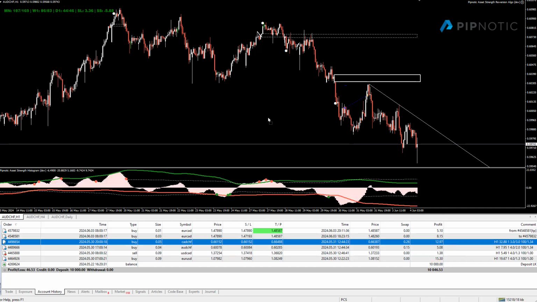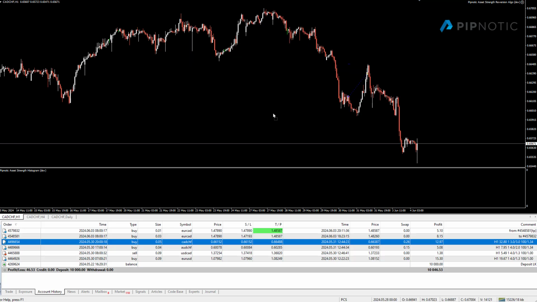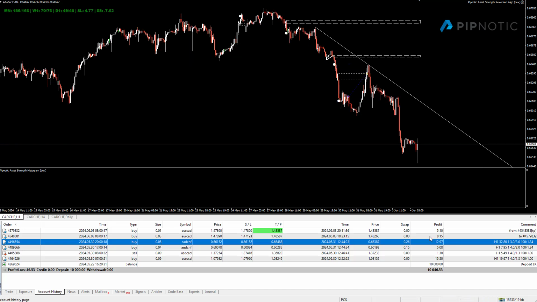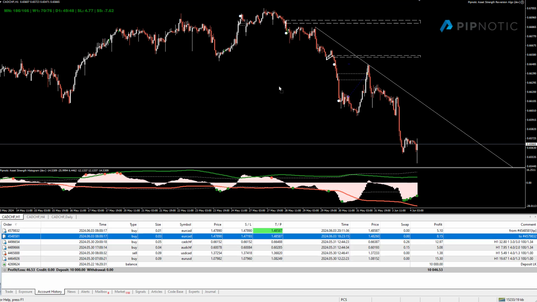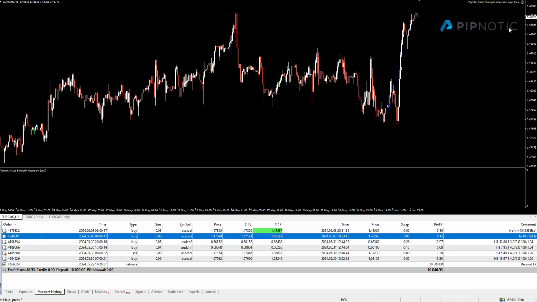Okay, and we had another one here. This is the same trade. That was the other half of that one. But today, this is actually from yesterday, we had a trade here where we got into the trade.